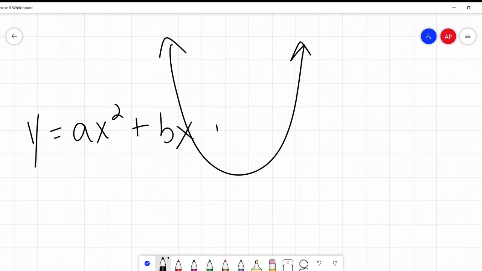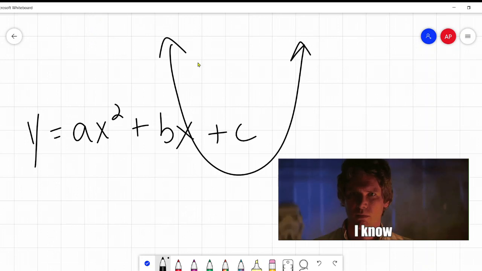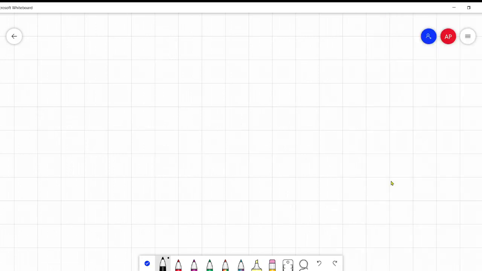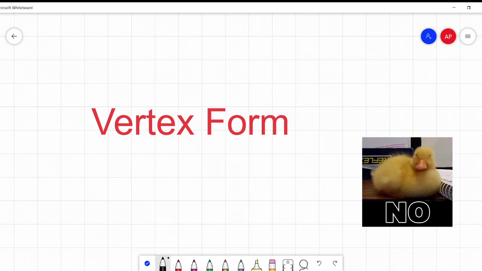I'm going to write over my parabola, woohoo! That we often see it written in this form. It's a quadratic equation. I'm assuming you're like, oh yes, I'm aware of this. I know what a parabola is. I have seen this form before.